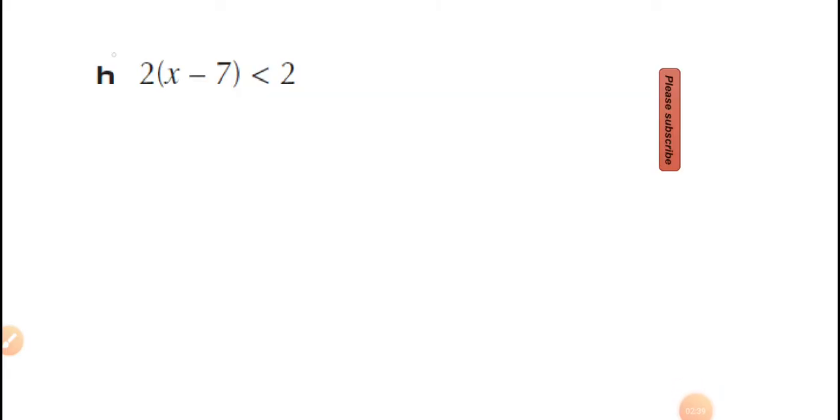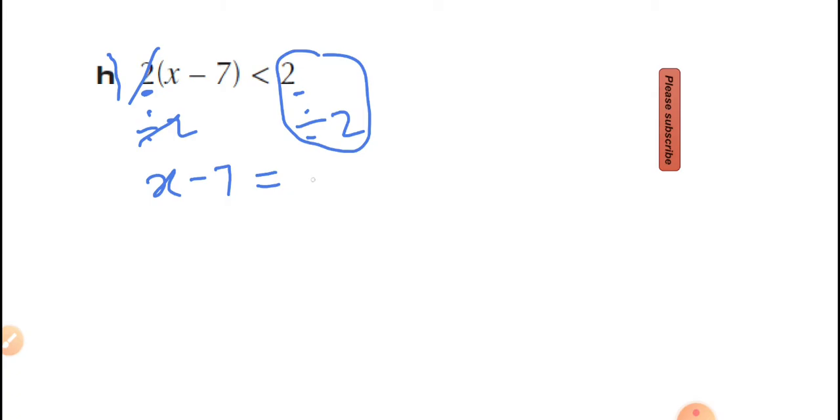So to get, in question H, x on its own, we can either expand the bracket, or to get rid of this times 2, I can just divide both sides by 2, which will be easier in this case. So divide both sides by 2. Now I will have on the left hand side the times 2 and the divide 2 cancelled out. So I've only got x minus 7 on the left, and on the right hand side 2 divided by 2 is 1. I'll copy the right sign down.